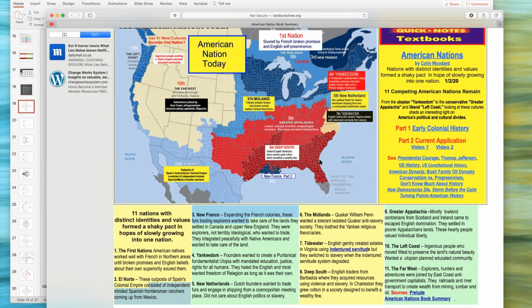And part of what was driving that is where the economy of the South actually came from. Like they're talking about here, now we move from the Tidewater into the deep South. English traders from Barbados, where they acquired resources using violence and slavery. In Charleston, they grew cotton in a society designed to benefit a wealthy few. And so you have all that.